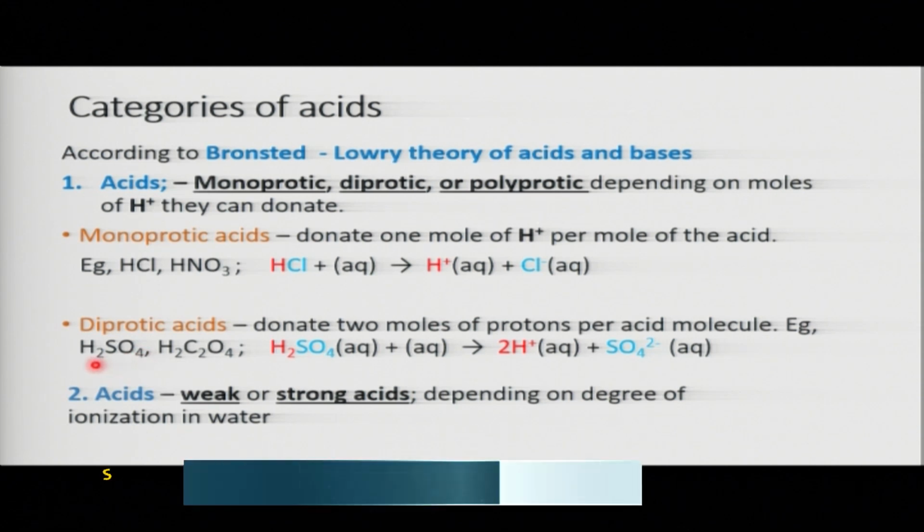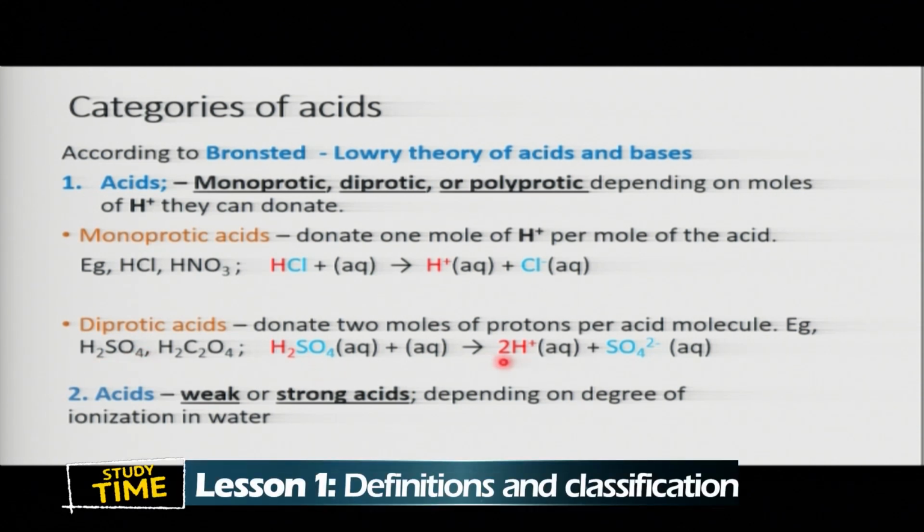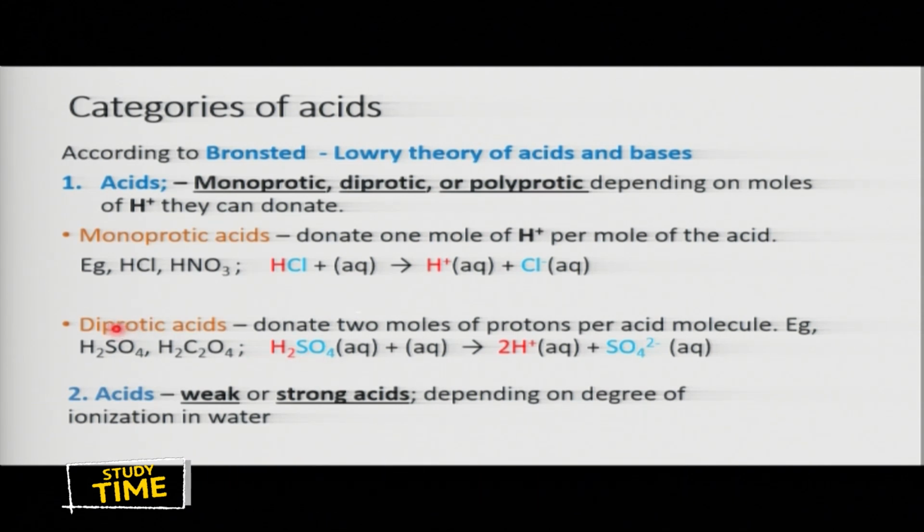Then if it can release 2 moles of hydrogen ions from that single molecule of the acid, it becomes a diprotic acid. I think this is clear. Mono meaning 1, di meaning 2. And if it releases 3, it becomes a triprotic acid. If it releases as many, then that's where we have the word polyprotic acid. That is depending on the moles of hydrogen ions released or donated.